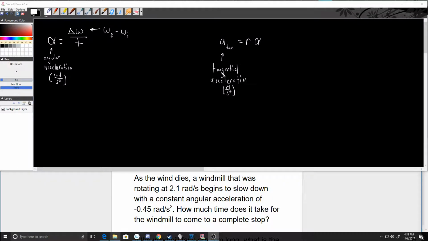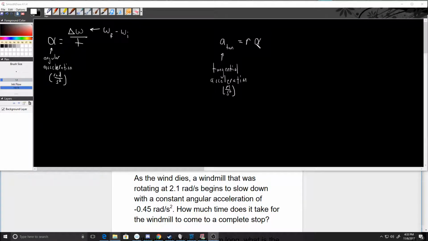The other equation is for tangential acceleration, which is still meters per second squared. To find that, we just take the radius, or the distance from the center of rotation, times the angular acceleration. It's pretty easy. Keep in mind, we are still working with radians as opposed to degrees, just because that's a little bit easier for describing things moving in a circle.